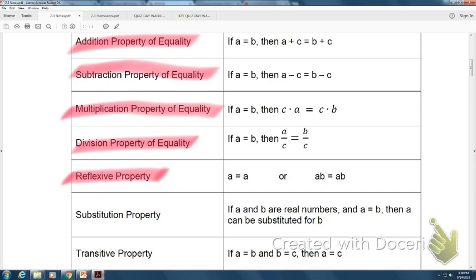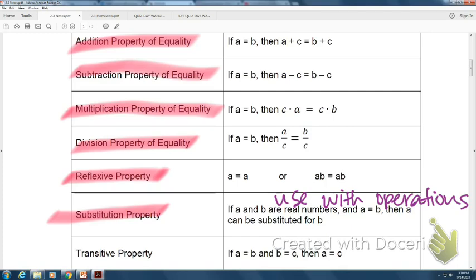Substitution. If A and B are real numbers and A equals B, then A can be substituted for B. I want you to add something to this. We use substitution with operations. So use with operations. What's an operation? What's an operation? Very good. Like adding, subtracting, multiplying, and dividing.